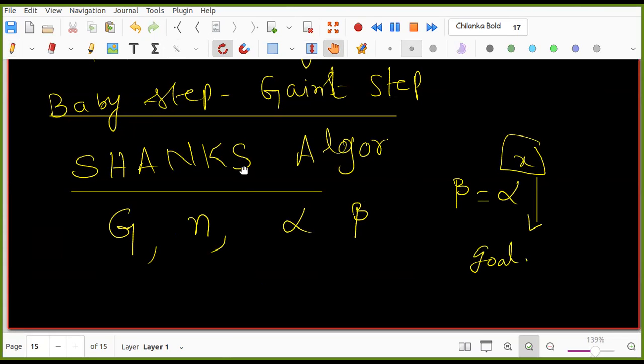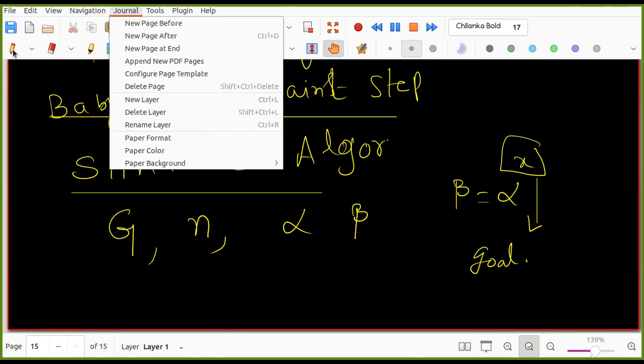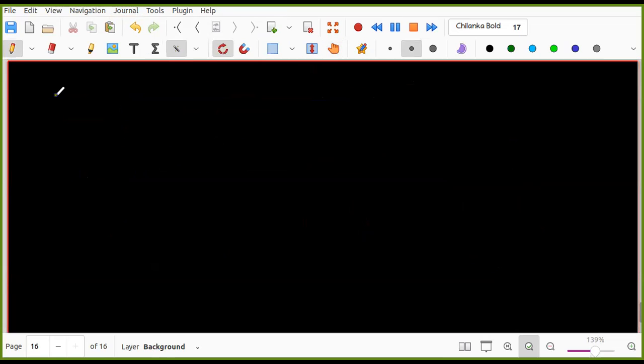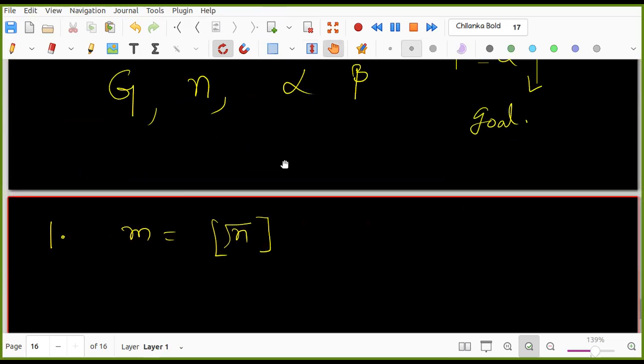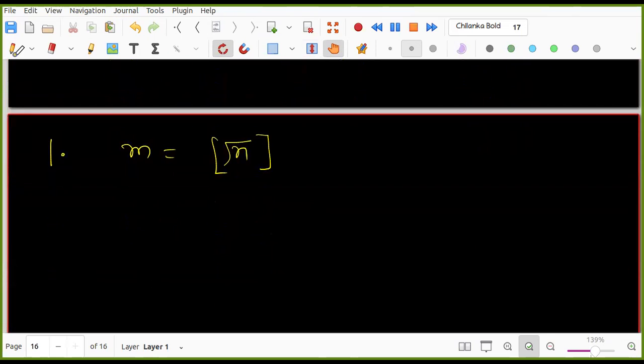So how to compute it? The first step in the Shanks algorithm is that he computes m equal to the greatest integer function of the square root of n. What is n? The order of the cyclic group, n. Am I clear?